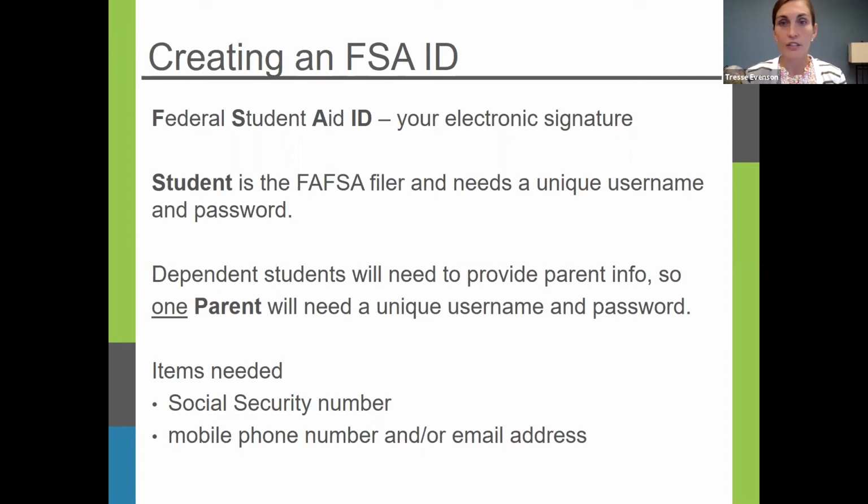The student needs to use their own social security number and their own mobile phone number or their own email address, and also an email address that won't be turned off upon graduation. So for students that have a high school email that won't work after they graduate high school, have them use a different email address, maybe create a new one, a Gmail or something like that. So the student needs their social security number and their phone number and email address, and they create a username and password. So does one parent.